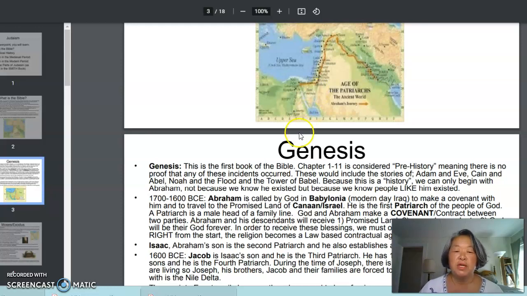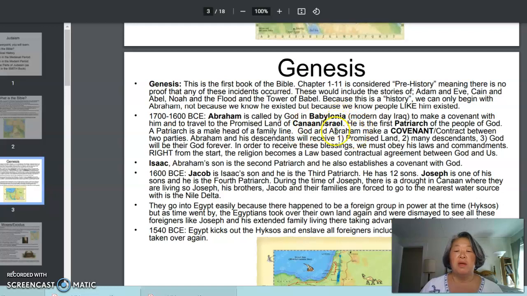Okay? So he is called by God. God makes a covenant with him, which is a contract between God and Abraham and then all of his descendants, and basically says Abraham and his descendants will receive the promised land, Canaan, spoiler alert, many descendants, and God will be their God forever. And in return, because whenever you have a covenant or a contract, there's always two sides to it, we have to obey his laws and commandments.